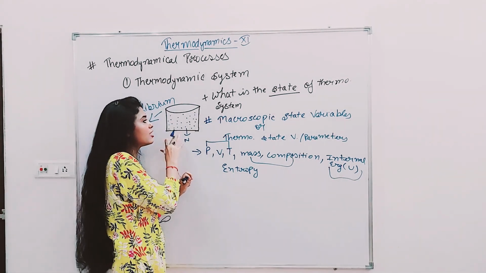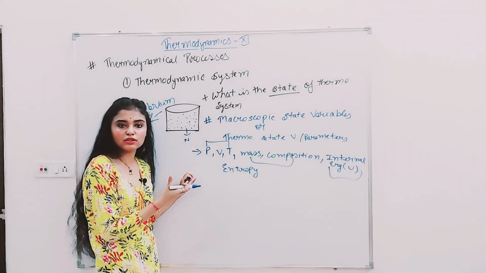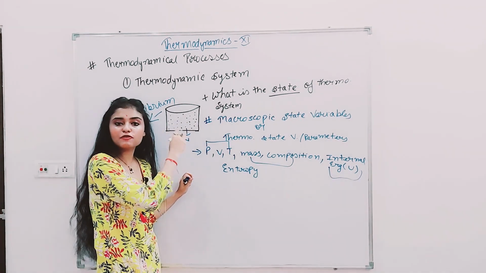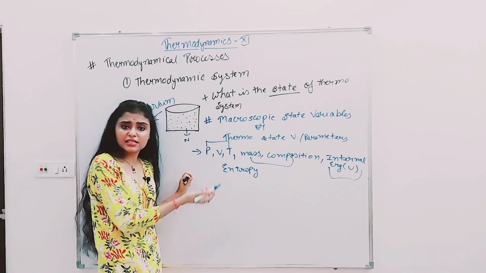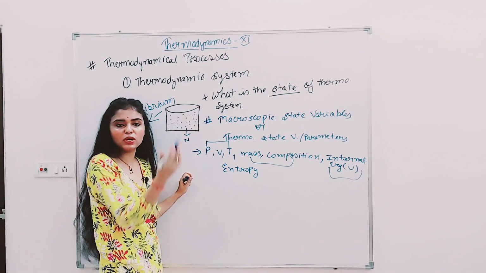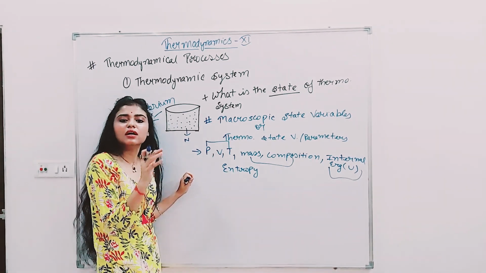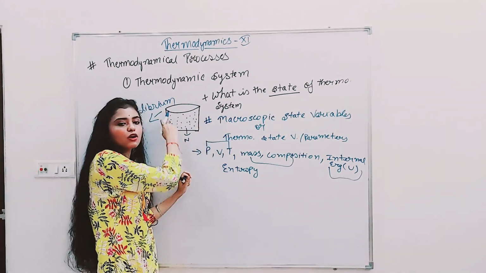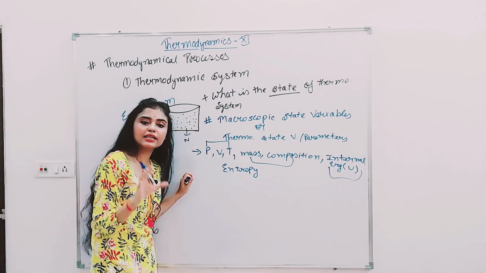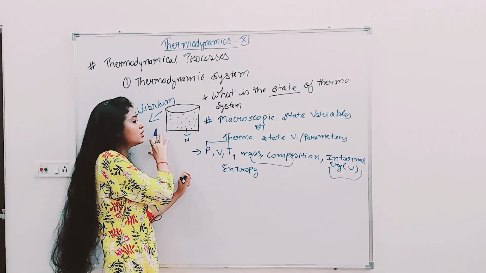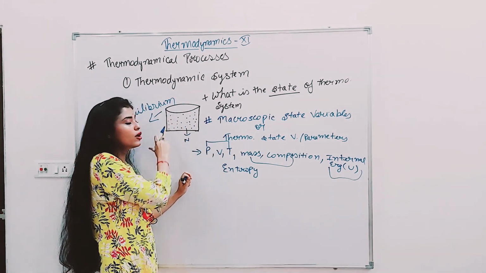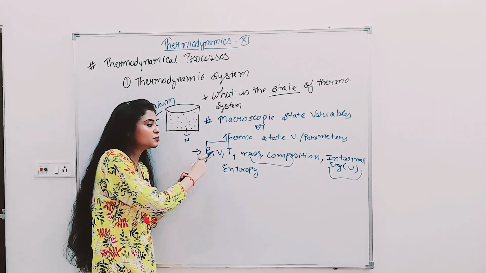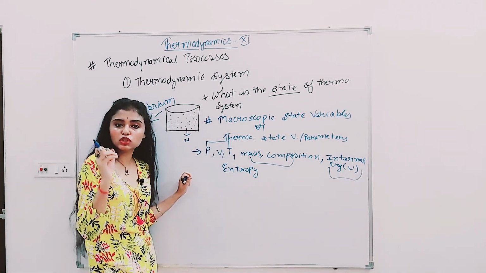So if these walls are diathermic, that means conducting in nature, the gas inside this container can easily be affected by the surroundings, by external factors, because the temperature outside is quite a bit higher than the temperature inside. So all these parameters can get affected if the walls are diathermic or conducting. That's the first point. So in order to consider the system in thermodynamic equilibrium, we need to see whether these parameters are changing with respect to time.